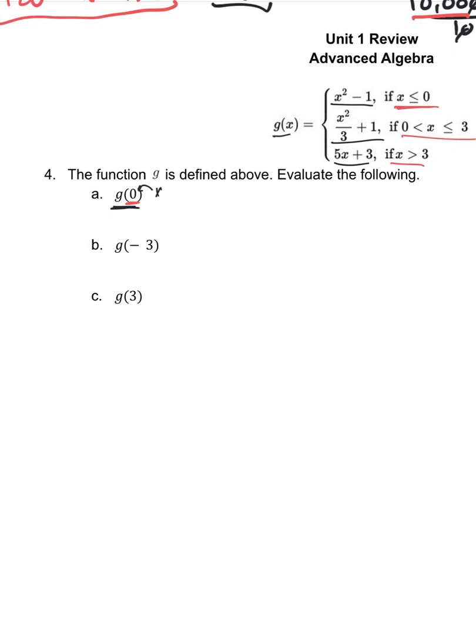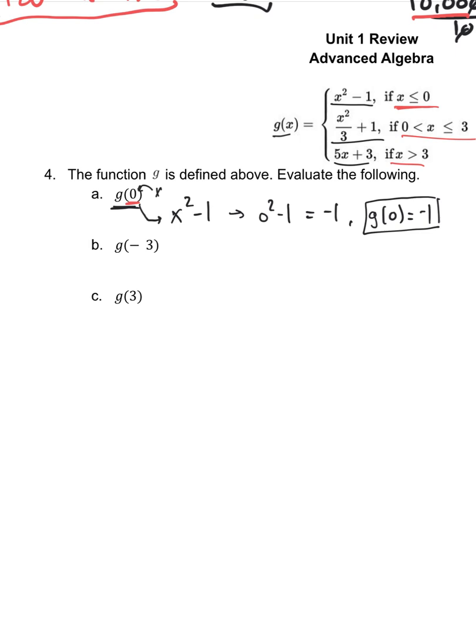It's not the second one, because that means when x is greater than 0, not equal to. So if we're in this first piece, we have x squared minus 1. And now we plug in our 0, which goes to 0 squared minus 1 equals negative 1. Or if we want to be formal, we could write g of 0 equals negative 1. So if you're confused, pause there and give the other 2 a try.